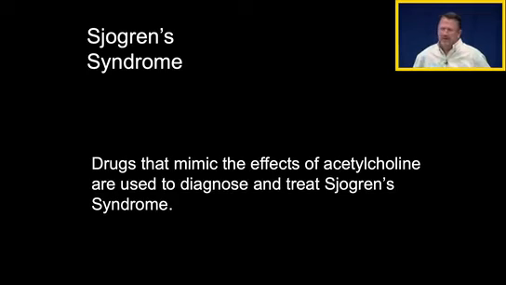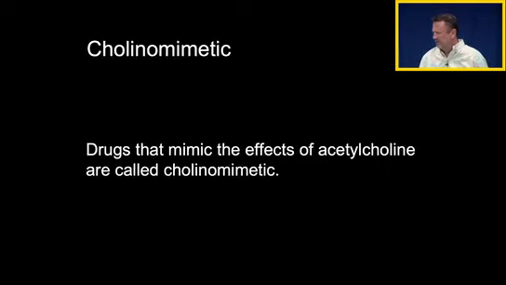So not only are drugs that mimic the effects of acetylcholine used to diagnose and treat myasthenia gravis, a disorder of the neuromuscular junction, they are also used to treat Sjogren syndrome as well. And so that's why the acetylcholine business gets really complicated in pharmacology land. And that's why we're going to go through this very carefully. Hopefully you have a very good handle on this before we move forward.